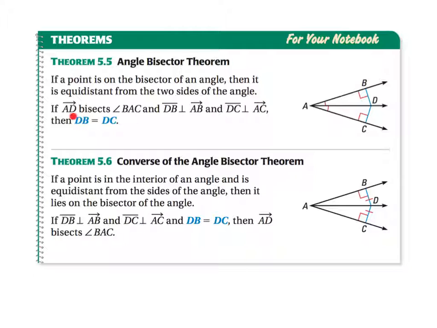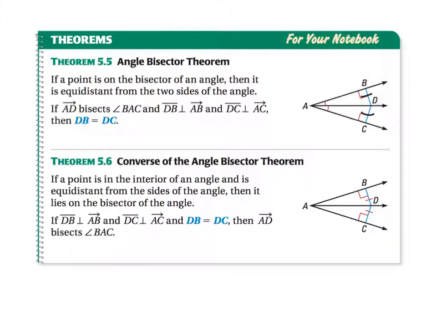So again, ray AD bisects angle BAC, and DB is perpendicular to AB, and DC is perpendicular to AC, because again, the distance from a point to a line has to be perpendicular. So when we have a point on the angle bisector, then DB would be congruent to DC, and that would be true for any point on that angle bisector.